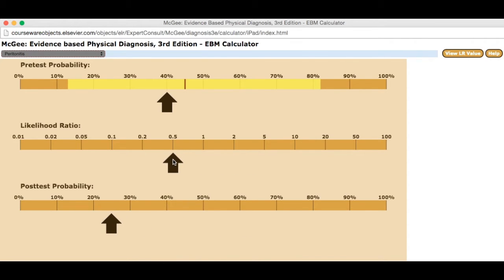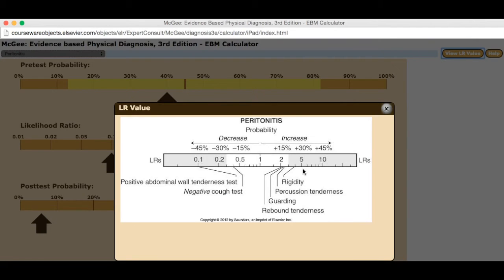Okay, let's say we have them do the cough test and it's negative. They don't have any increased pain when they cough. That has a negative likelihood ratio of 0.4, bringing our post-test probability down to around 20%, about half as likely that this patient has an acute abdomen. Finally, let's say they have a positive Carnett sign. Well, we go from 40% certain that our patient has an acute abdomen to less than 10%. You can see these illustrated on the graph right here.